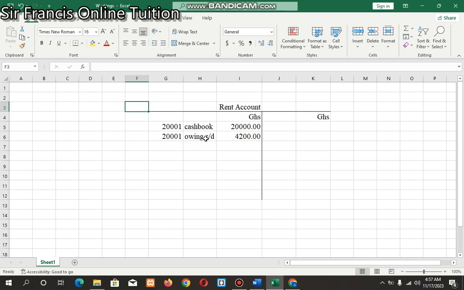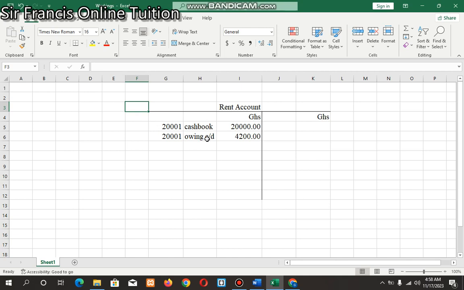So you cannot say because I've not paid, I will not add it to the one that I've paid. If you do that, you will not know the total expenses for that particular expense. You don't know the total amount for that particular expense.